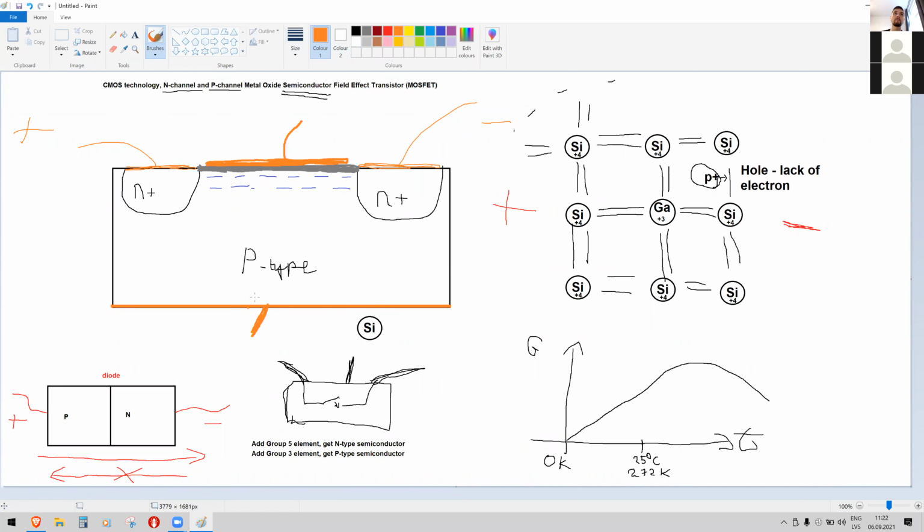So basically, we will call this thing gate. It has nothing to do with Microsoft founder Bill Gates. It's just called gate, much longer than that. And this we will call bulk or wafer.